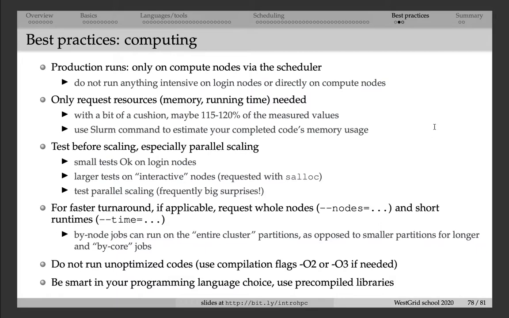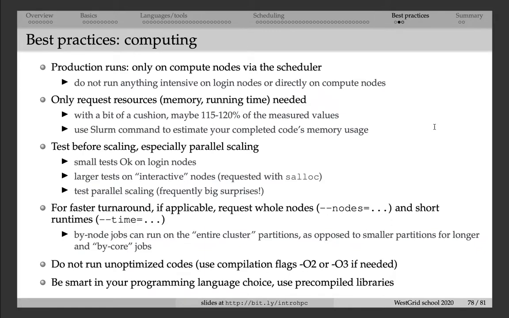For faster turnaround, if applicable, request whole nodes as opposed to specifying the number of cores. And also, if possible, specify shorter runtimes. If you can break a long job into smaller jobs, that will complete faster, because it is much easier for the scheduler to fit short jobs onto the cluster.